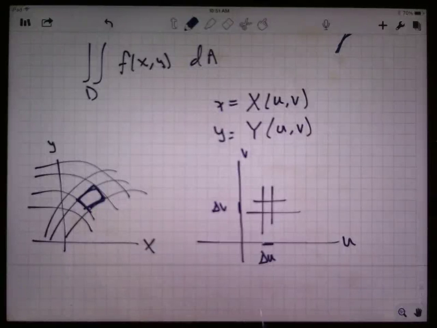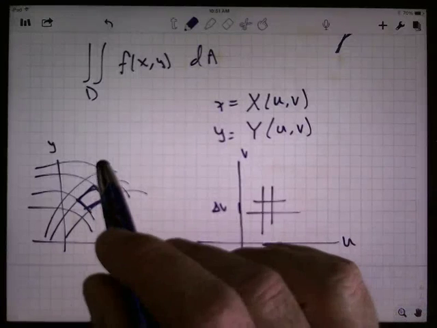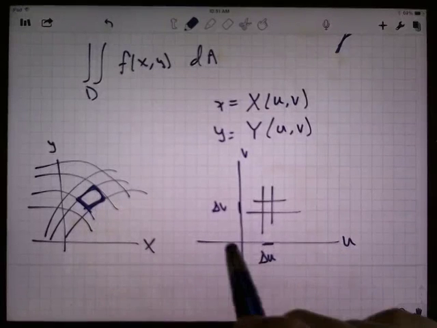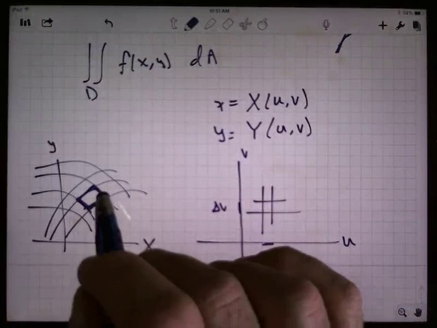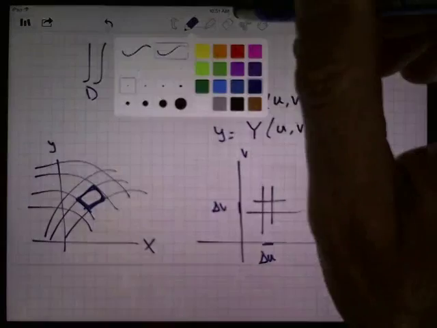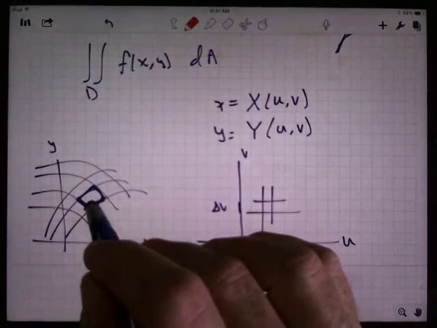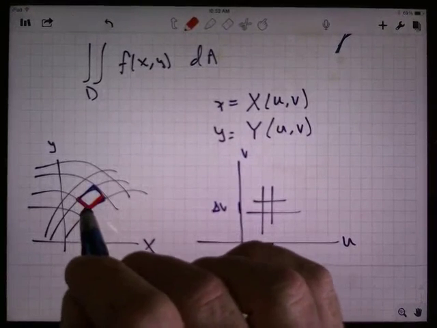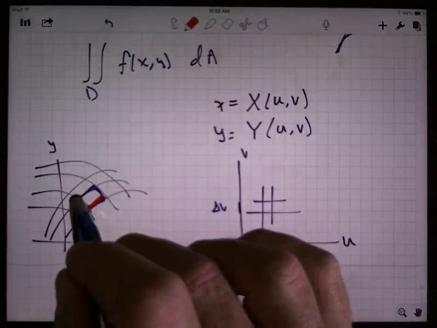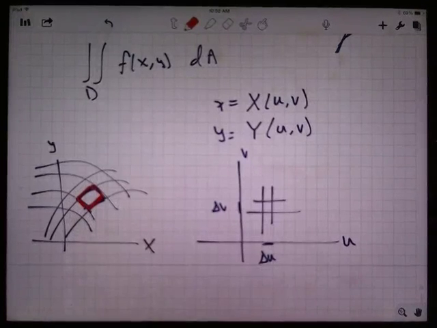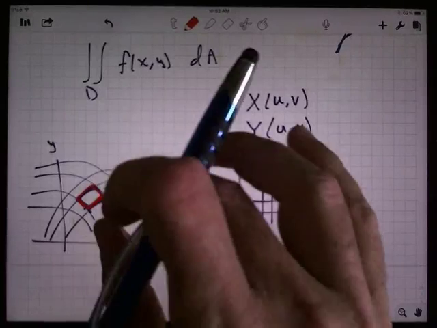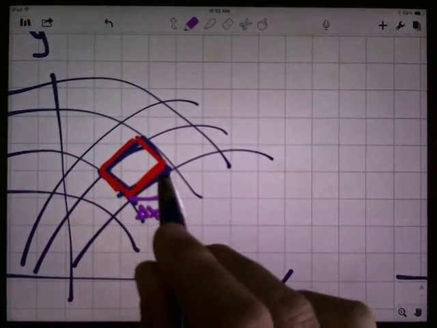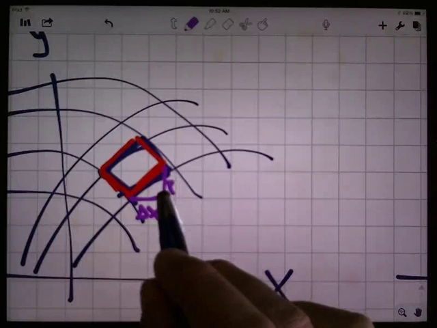I'm going to do it using determinants. That is, I'm going to essentially say these are little parallelograms, and the smaller delta u and delta v are, the closer these things will be to parallelograms. So I want an edge here and an edge there, parallel to that curve and parallel to that curve, and I've got this little parallelogram. So how do I figure out how big that is? Well, this is a delta x, and this is a delta y.